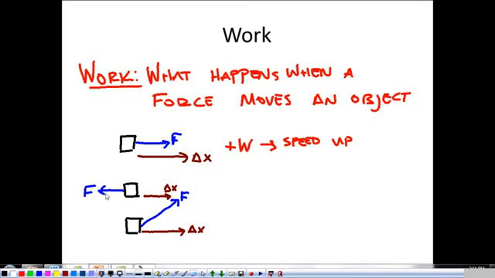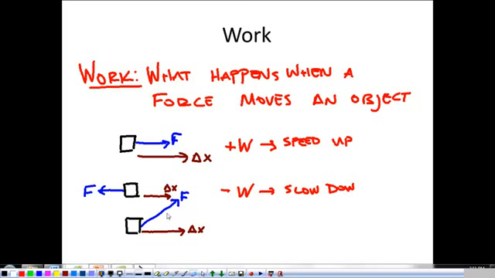Now, here, if I'm moving forward and I apply a force backwards, that's going to take speed away. That's what we call negative work. That force is working against the motion. It's trying to stop the object from moving. So it's sort of the opposite of the force moving an object. This is a force stopping an object. That's why we have it as a negative force. And in this case, we're going to slow down.